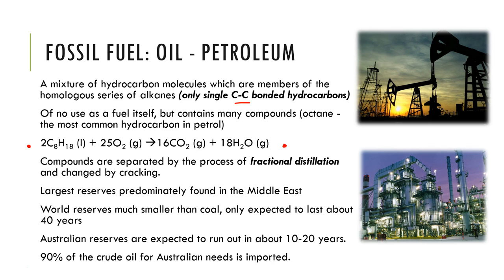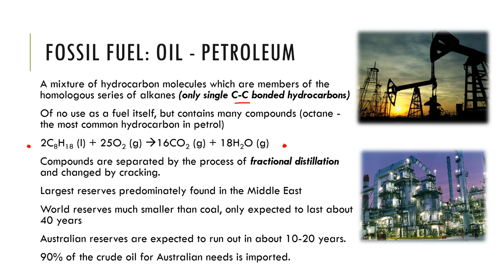So the compounds are separated by the process of fractional distillation and then changed chemically by cracking. Within the scope of this course, we won't look at cracking very much. It is just the process by which we manipulate the chain length so we can make them smaller or larger depending on the mixture that you get from the crude oil itself.